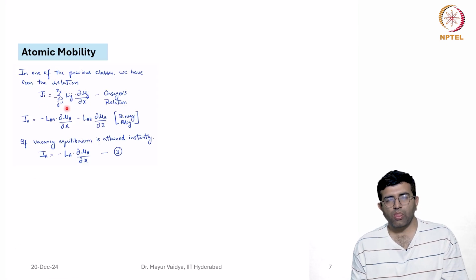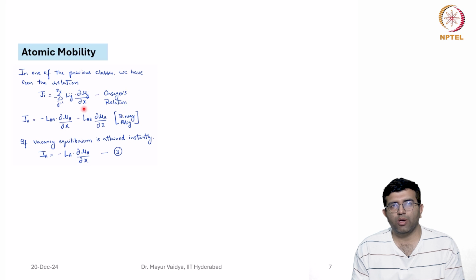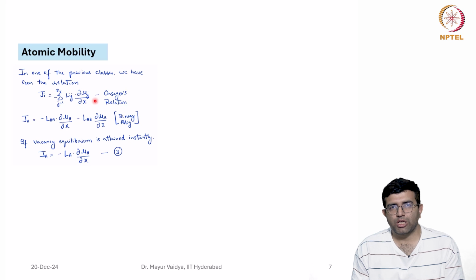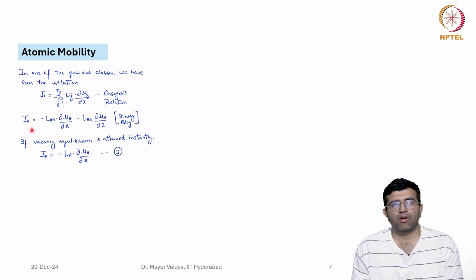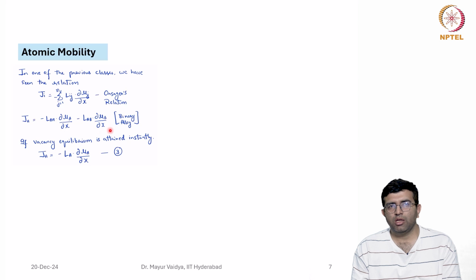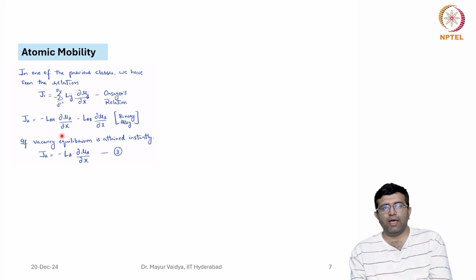So, in one of the previous classes, we have seen this relation that I just mentioned, that Ji is equal to summation 1 to n of minus Lij into ∂μj/∂x, which is known as the Onsager's relation, which basically relates flux to the chemical potential gradient. And we can write Ja for a binary system as minus Laa into ∂μa/∂x minus Lab into ∂μb/∂x. Now, if you assume that the vacancy equilibrium is attained instantly, then Ja is equal to minus La into ∂μa/∂x.